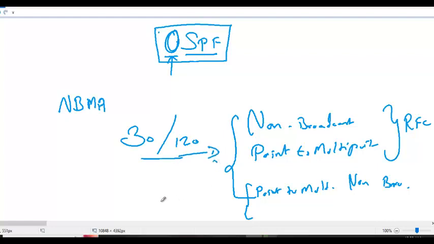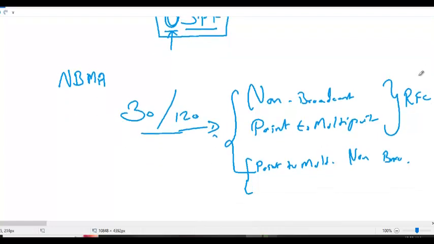Okay, so NBMA modes, that is another topic. They may ask the question, what are the NBMA modes that Cisco supports? Cisco supports 5 different types of modes. 3 I have written here. 2 more are broadcast and point to point.